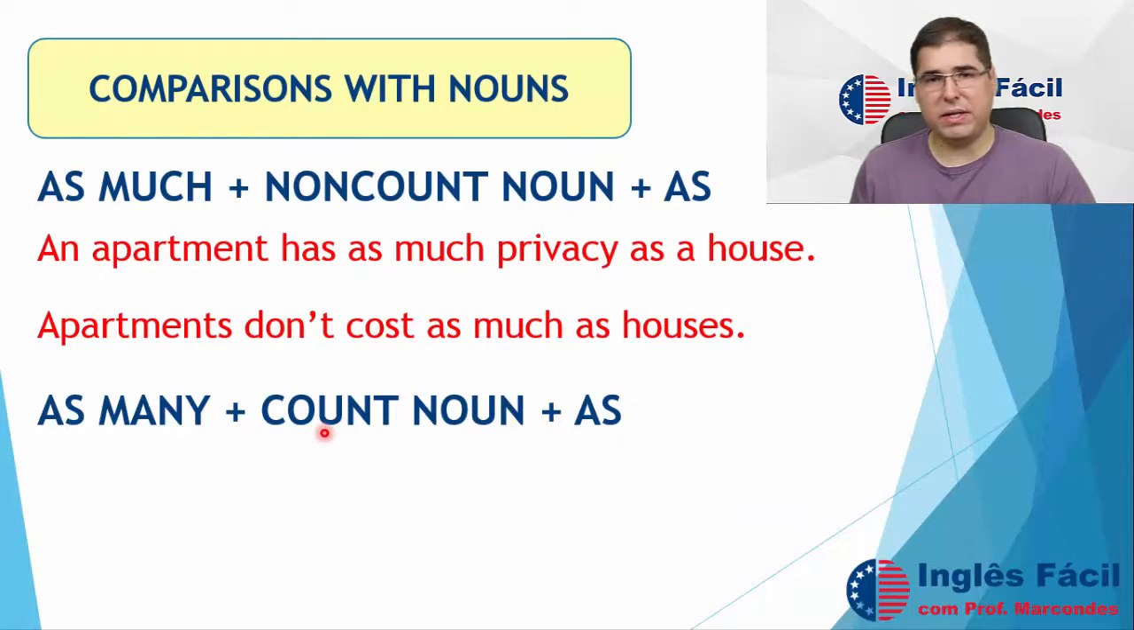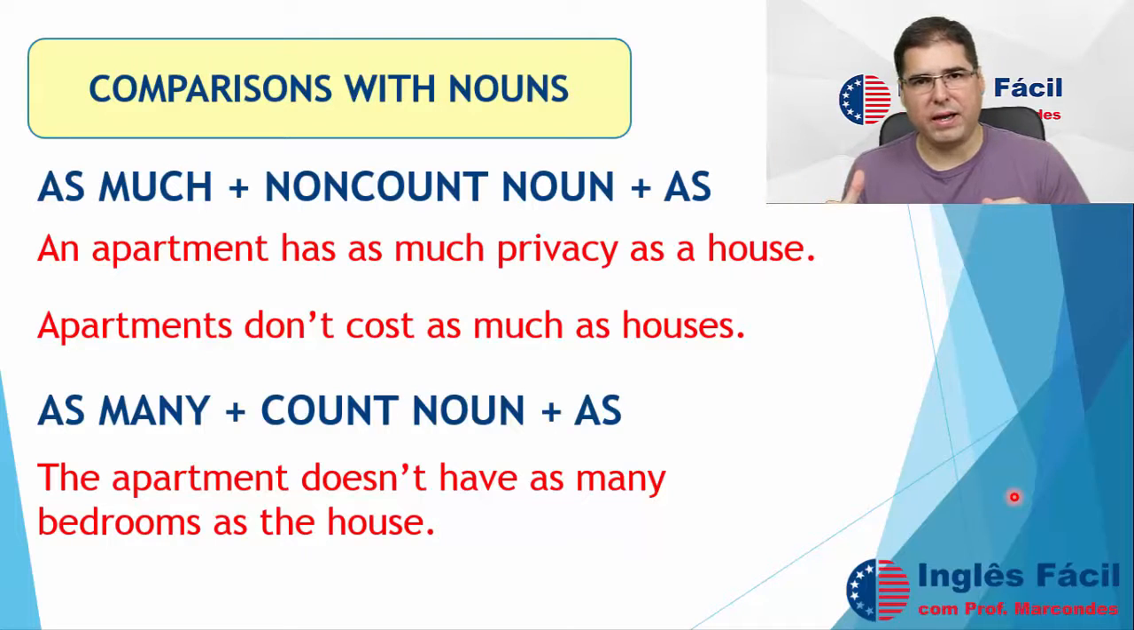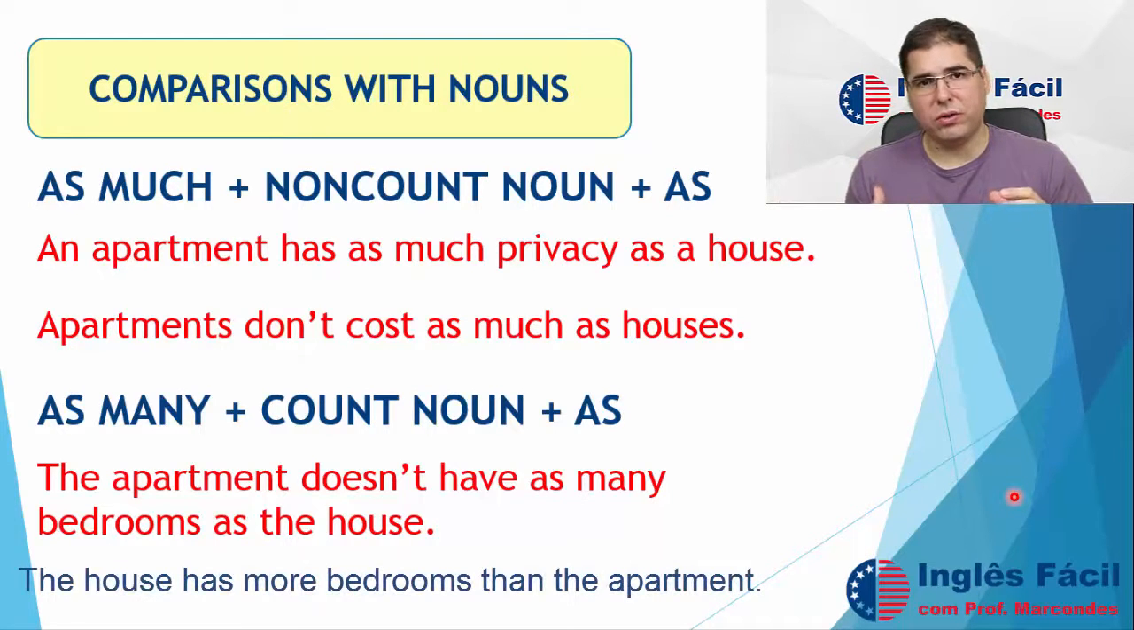Now, when the noun is countable, and we have a count noun, we're going to use as many as, okay? Let's see an example here. The apartment doesn't have as many bedrooms as the house. So now, as I used it in the negative, it means that the house has more bedrooms, right? The house has more bedrooms. So the apartment doesn't have as many bedrooms.